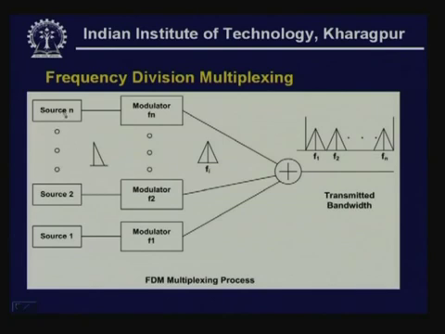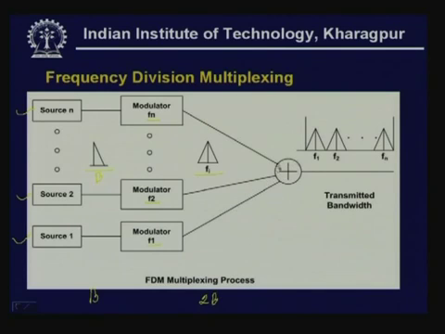So, here the signals are coming from different sources, source 1, source 2 and source n, and here you have the modulator, and as you can see different subcarriers F1, F2 and Fn. These subcarriers are used to modulate different signals, and if this is the bandwidth of the modulating signal, the bandwidth of the modulated signal is shown here, around that carrier on both sides. As you know, if the bandwidth of the analog signal source is B, then the bandwidth of the modulated signal is 2B.